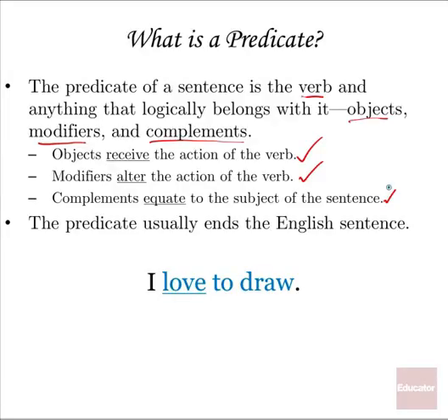The predicate usually ends the English sentence. It's usually the last part. So we have the sentence here, I love to draw. The subject is I, the verb is love, and the predicate as a whole, the thing that I do, is love to draw.